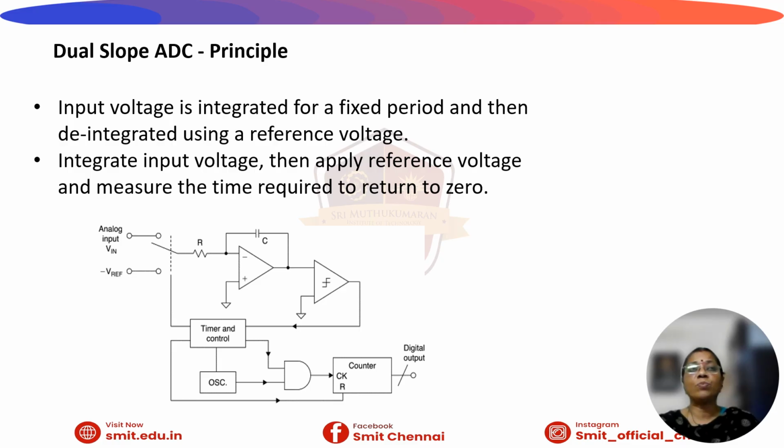The first block is the analog switch, which alternates between the unknown analog input voltage V in and the known reference voltage minus V reference. Then the next block is the integrator, an op-amp circuit featuring a resistor and capacitor that produces a linear voltage ramp. Then the next block is the comparator, which compares the integrator output voltage V out against the ground reference voltage and signals when the ramp returns to 0.